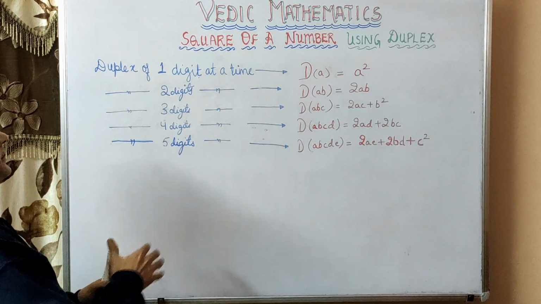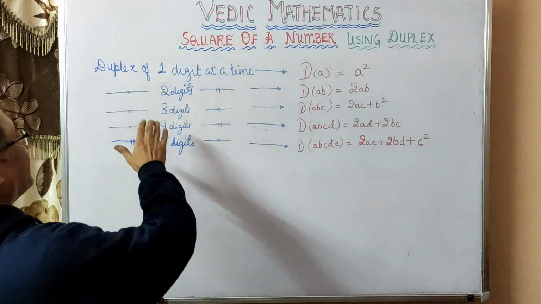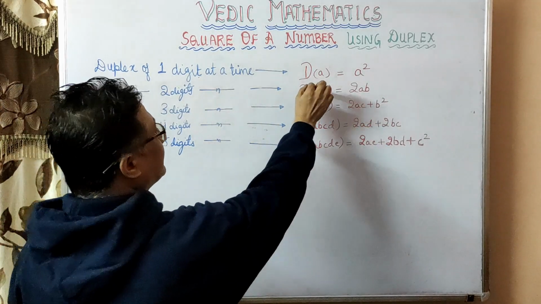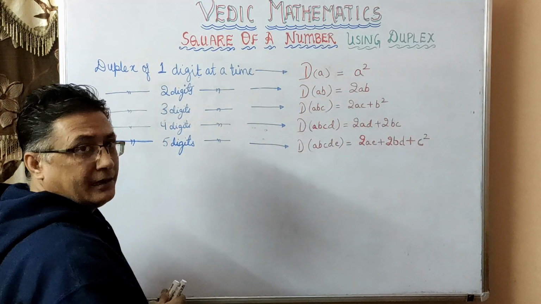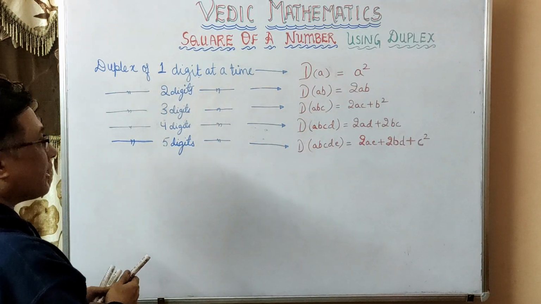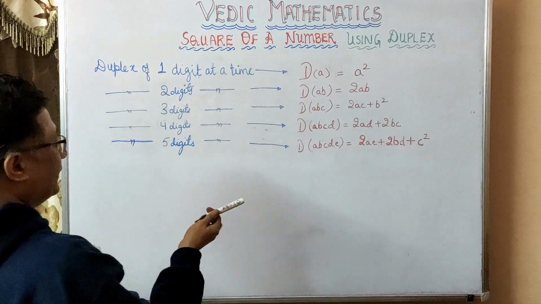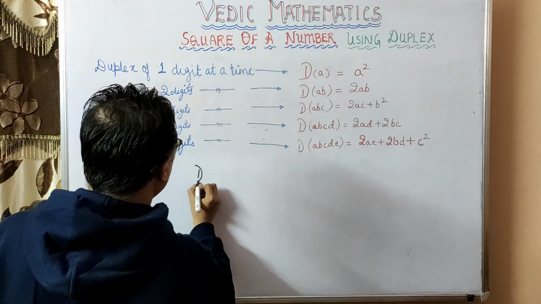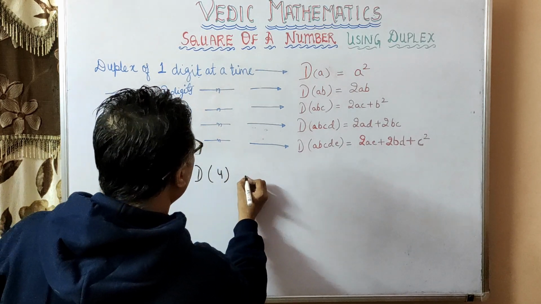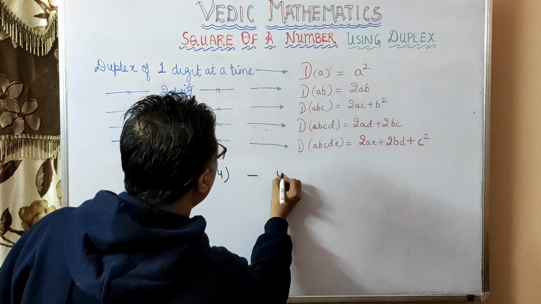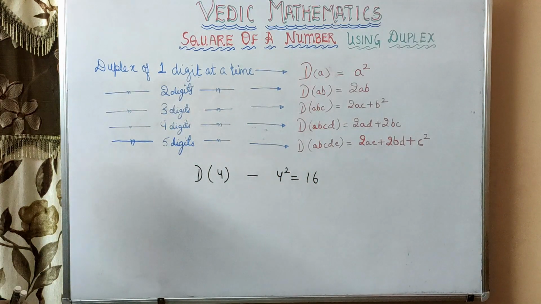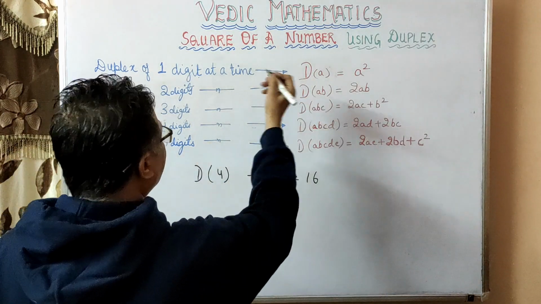So, for example, if I have to find the duplex of one digit at a time, then this is called duplex of A and it is simply A square. For example, if I have to calculate the duplex of 4. 4 is a single digit number. So, duplex of 4, one digit at a time, is 4 square, that is 16.